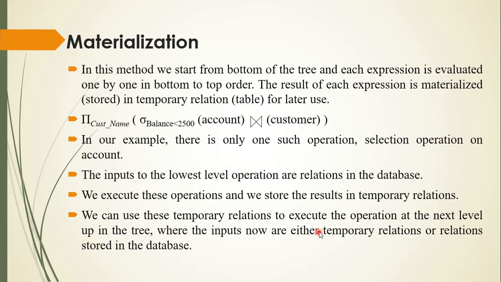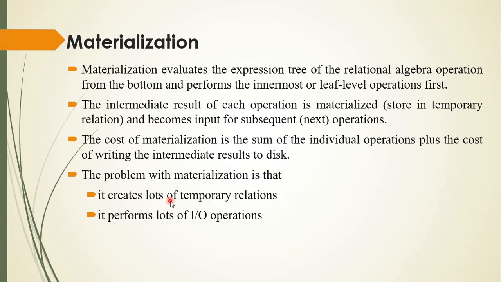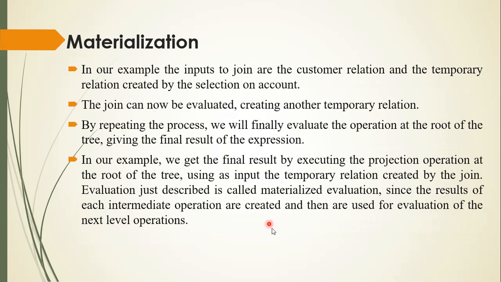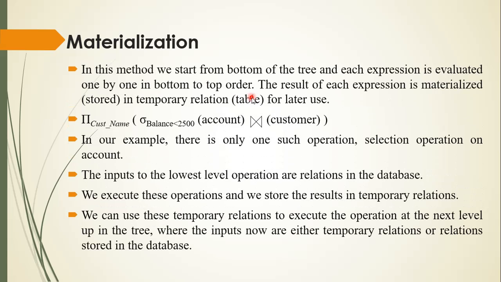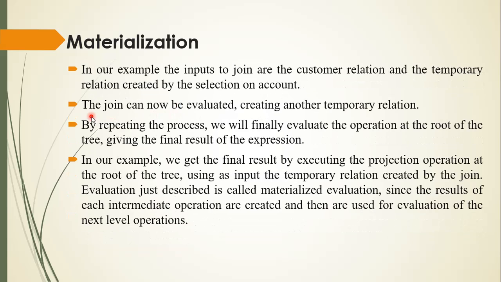Suppose we perform this operation, then we store this result into some temporary relation, then the result of this and this is performed. After that I will store this result in a temporary relation, then I perform this operation with this operation. So this is the problem, we have to create lots of temporary relations and it performs lots of input output operations. In our example the inputs to the join are the customer relation and the temporary relation created by the selection on account. Here the join can now be evaluated, creating another temporary relation.